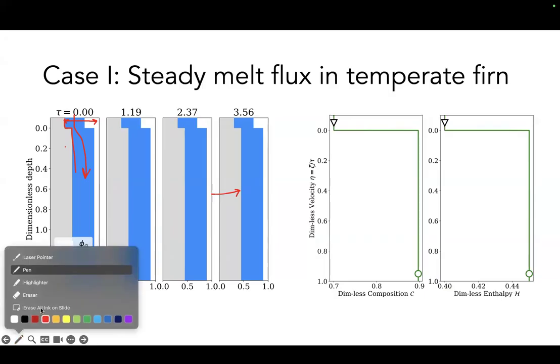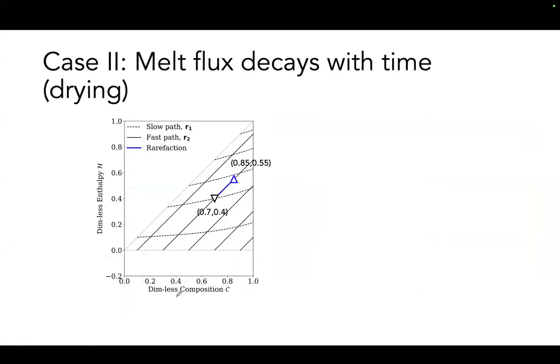Next, we move on to a more complicated case where, again, we have the same Firn, which is 70% porous and 40% liquid water content. This is our left state or top state, and our bottom state is this 55% liquid water content, more saturated. So it has more liquid water content in the bottom, and the porosity is the same because these are on the line of same constant porosity.